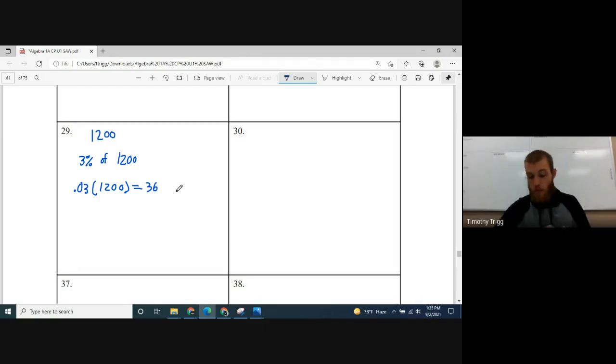Now it says it's in there for 3 years, so we multiply that by 3 for the 3 years. That means the amount of interest you'll earn after 3 years, multiplying this by 3, gives you $108. Okay.